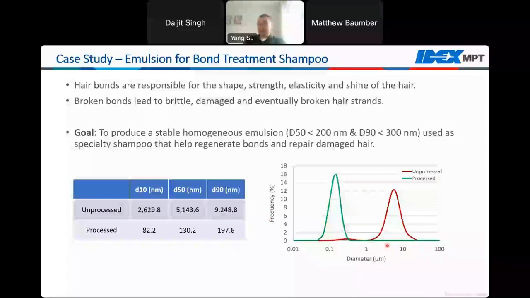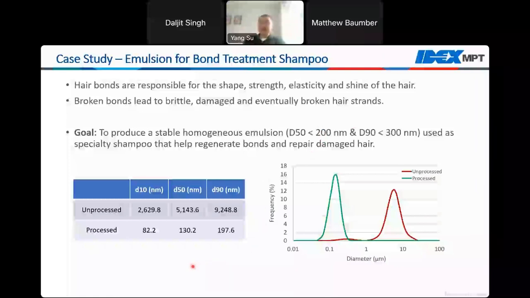Again, we have very large droplets of the emulsion to begin with, the D50, which is close to the mean particle size in this case, is a little over 5 microns. You can see the wide distribution of the coarse emulsion, and in this case, after just one pass through our system, we were able to reduce the D50 particle size to less than 150 nanometers, and the D90 particle size was less than 200 nanometers, which is a lot smaller than the target in this process.